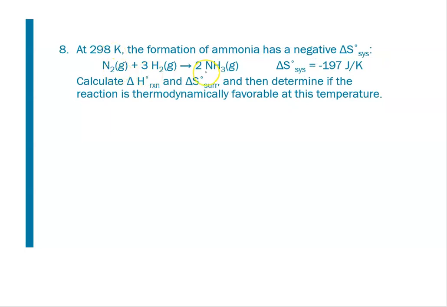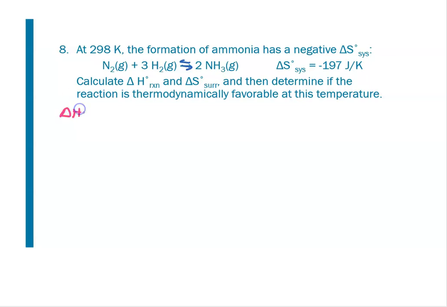So before, we did this previously. We found the delta S of the system before. So what we need to do is figure out what the delta S of the surroundings is to figure out whether or not this reaction is thermodynamically favorable at room temperature, 25 degrees Celsius. So to do this, I need the delta S of the surroundings. And to find the delta S of the surroundings, I need to figure out what the delta H of the system is. So the first calculation that I'm going to do is find the delta H of the system.